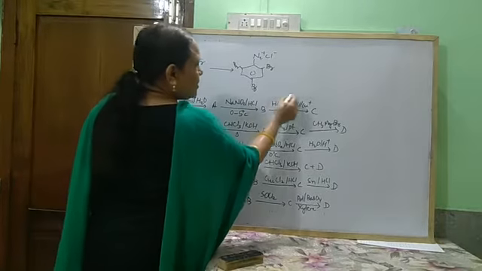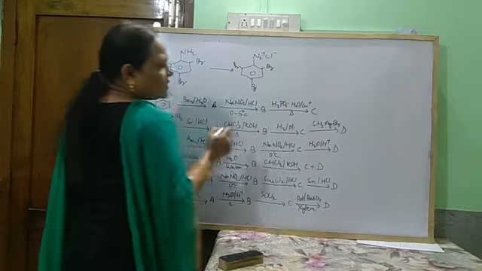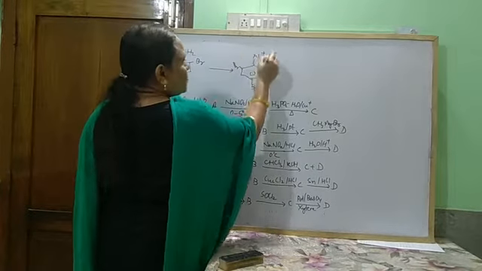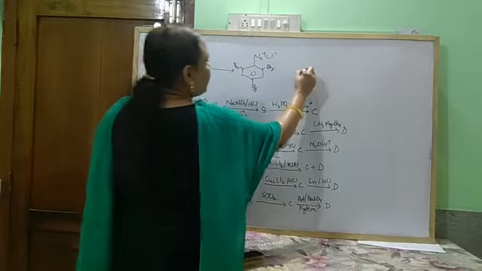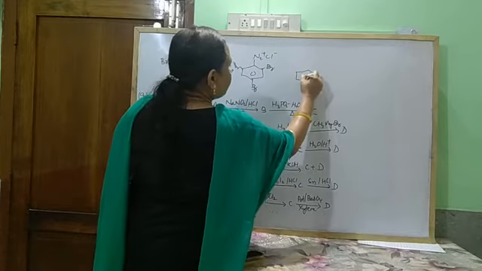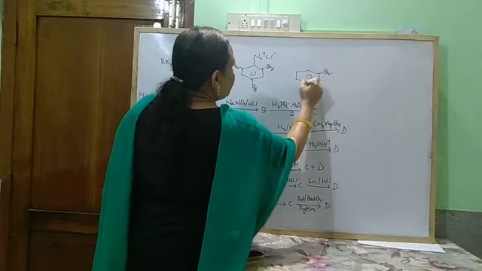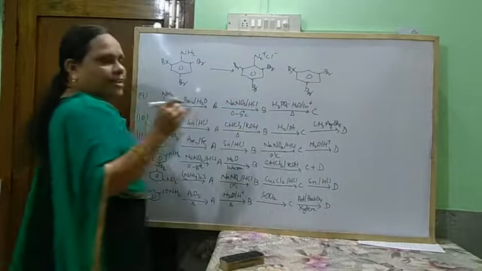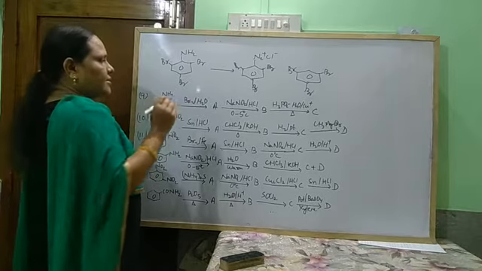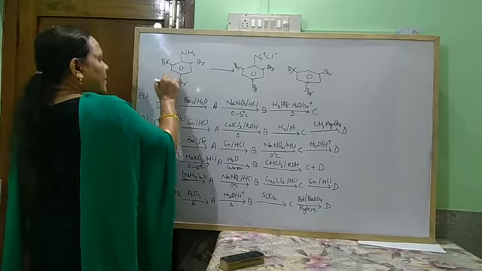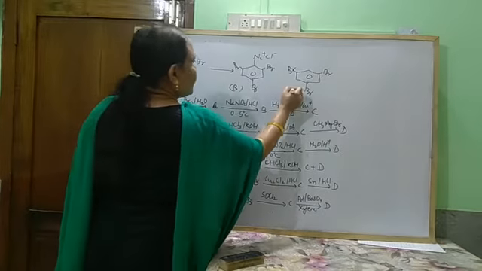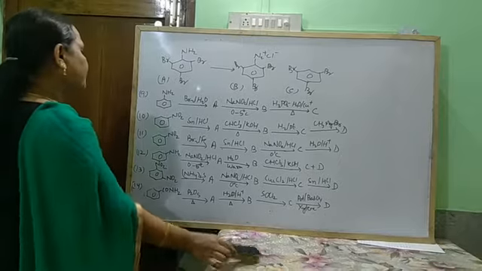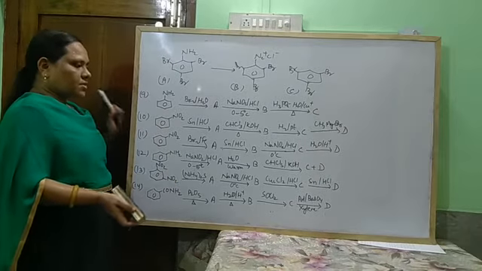And then when treated with hypophosphorous acid in presence of cuprous salt, N2 plus Cl is replaced by hydrogen. So it forms 1,3,5 tribromobenzene. So A, B and C lead to 1,3,5 tribromobenzene. Next come to question number 10.